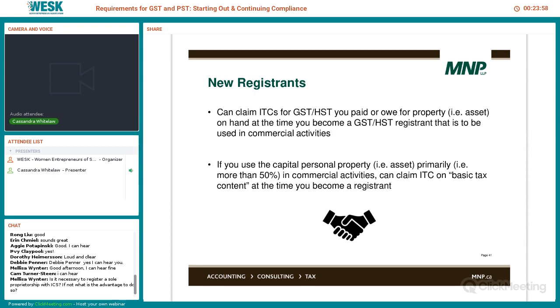If you're running your business for a while and then register for GST, if you have any capital property on hand, you are able to take an ITC for that property at the time of registration. That'll be based on the fair market value of the asset at the time that you register. If you have any prepaid expenses, then you can claim an input tax credit for those, but you're not able to claim any input tax credit for expenses that have already been consumed in your business.